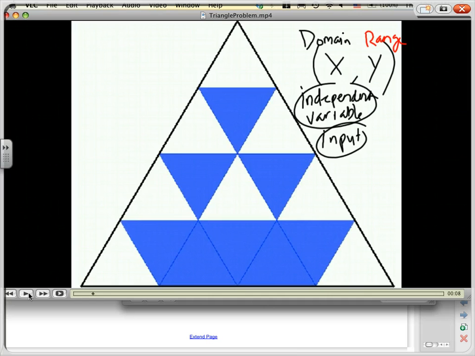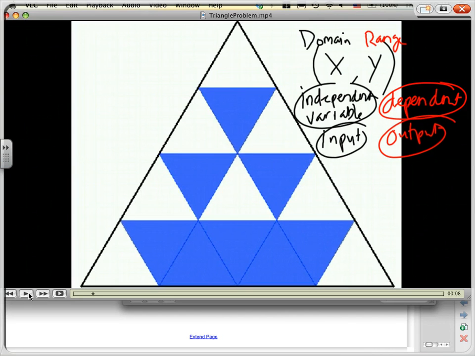Look at the range now. What else can we say about the range? Dependent. Okay, so I'm going to write dependent here. And what else? Output. There you go. So every time now if I mention dependent variable, you should know that I'm talking about the y, or output, or the range. Does it make sense?